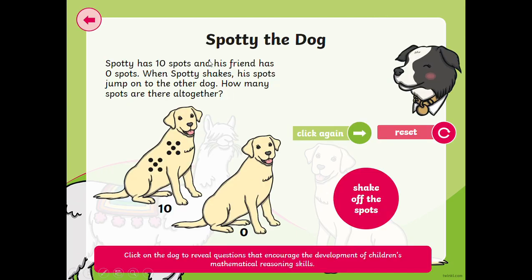So Spotty has 10 spots and his friend has 0 spots. When Spotty shakes, his spots jump onto the other dog. How many spots are there all together? So if Spotty shakes, how many spots will go on to the other dog? Well done.